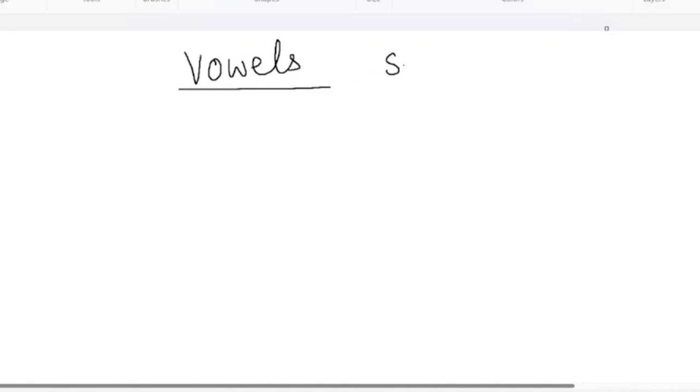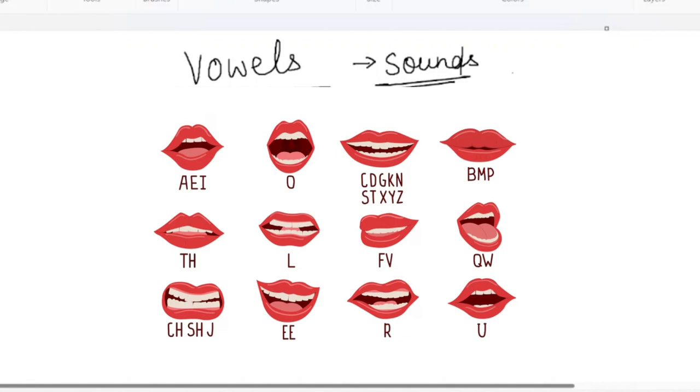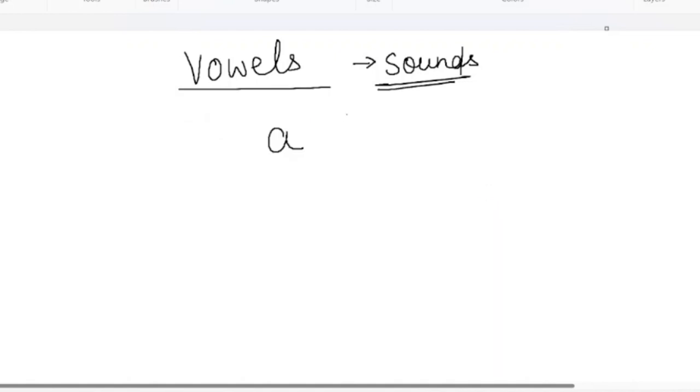A vowel is the sound of an alphabet. Basically vowels are the sounds of some alphabets. When we speak, the sound is not blocked by the lips or the tongue or the throat. For example, if I say A, the sound is not blocked. If I say B, the lips are blocking the air, so it is not a vowel.